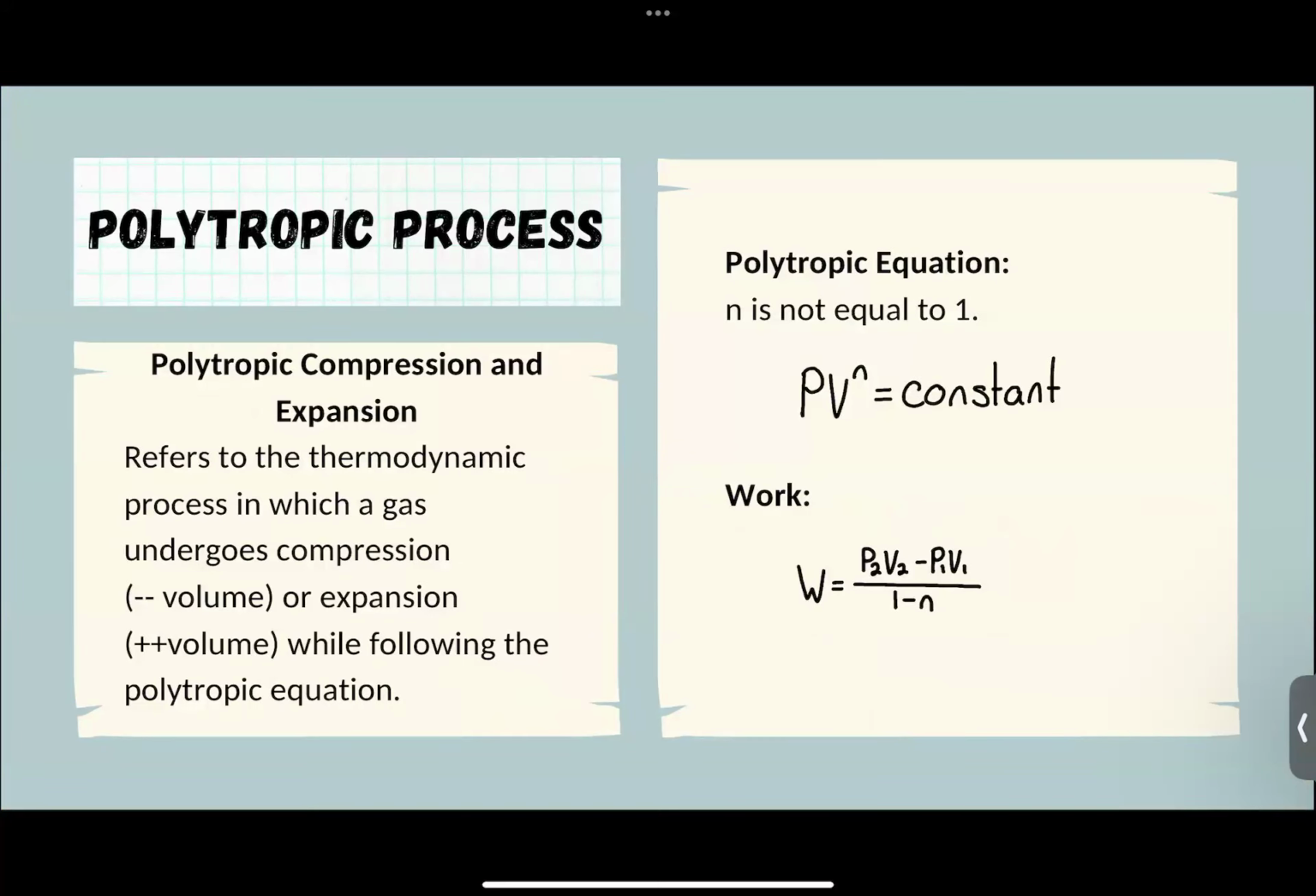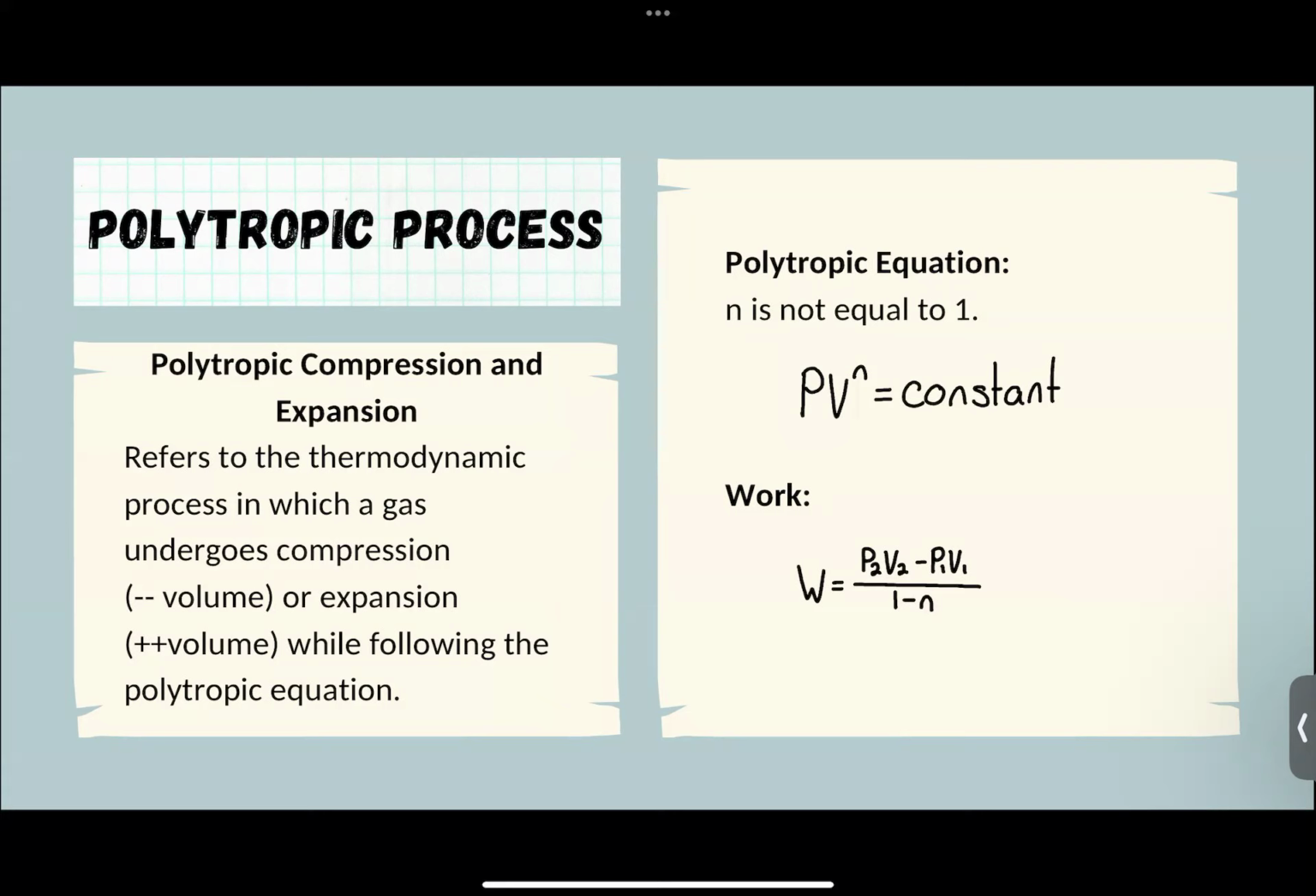There are also many types of processes in thermodynamics, but there are three worth noting when talking about the first law. So the first is a polytropic process, and that refers to the thermodynamic process in which a gas undergoes compression, which would be a decrease in volume, or expansion, and that would be an increase in volume, while following the polytropic equation. So the polytropic equation is defined as a product of the pressure and the volume to the n, and that's equal to a constant.